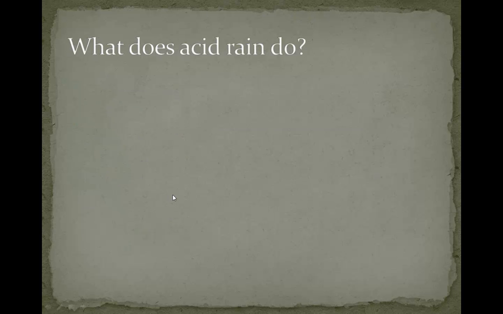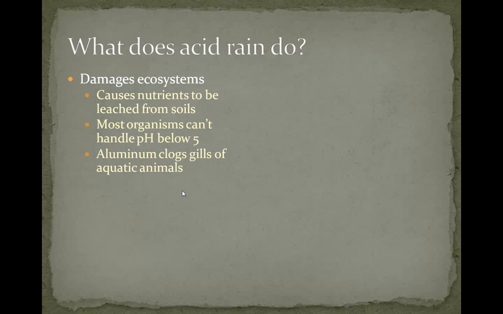And what does acid rain do? Well, it damages ecosystems. Nutrients get leached from the soils. That means that things like sodium, potassium, magnesium, calcium, ions and nutrients that plants need to grow and animals need to grow end up forming mineral deposits, and we can't eat those. So nutrients are lost from the soil. Most organisms can't handle a pH of rain, of anything really, below 5. So if their internal pH dips too low, they die. We can't really survive a pH below 7. So that tells you how specialized some organisms are.